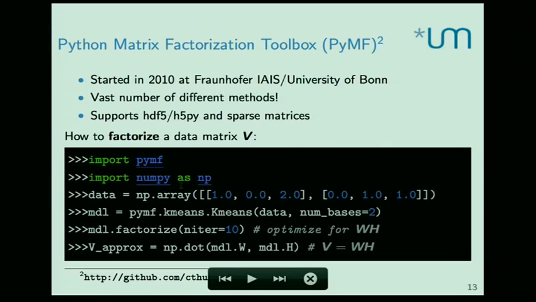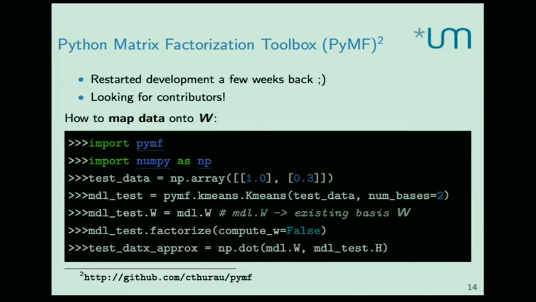Anyhow, how does it work? It's really, really simple. You simply create a matrix here, which is embarrassingly simple. It contains only 3 columns. Then you just apply the method to it, you set the number of iterations, and at the end you can compute the approximation by having a look at the dot product of W and H, right?